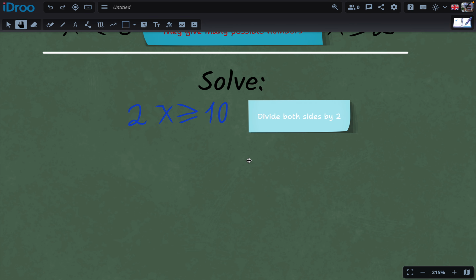Let's try this out. 2x greater than or equal to 10. First of all, we need to divide both sides by 2. And here we get the value of x, which is greater than or equal to 5.